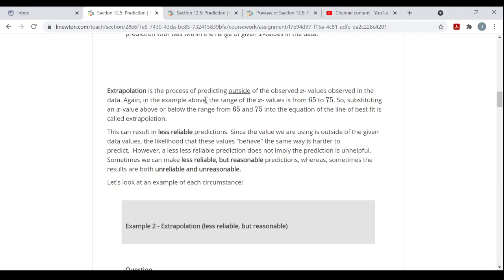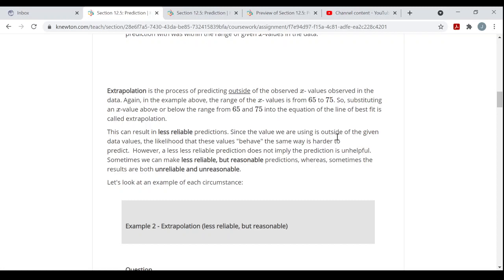So again, in the example above, the range of x values is from 65 to 75. So substituting an x value above or below that range is called extrapolation. Extra means outer, outside, right? Extraordinary, right, is outside the ordinary and stuff like that. This can result in less reliable predictions.